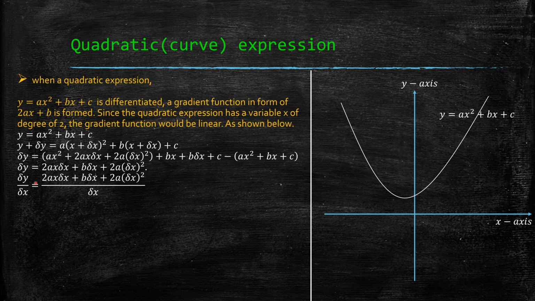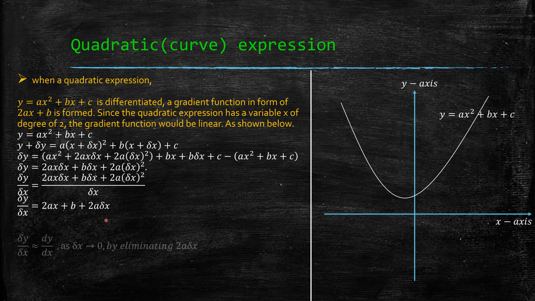When we go to our next slide, we're going to carry out our third step, which is dividing by small change in x on both sides. So on our left, we have small change in y over small change in x being equal to, on our right, 2ax small change in x plus b small change in x plus 2a small change in x squared over small change in x. When we simplify further, we are going to have small change in y over small change in x as 2ax plus b plus 2a small change in x.